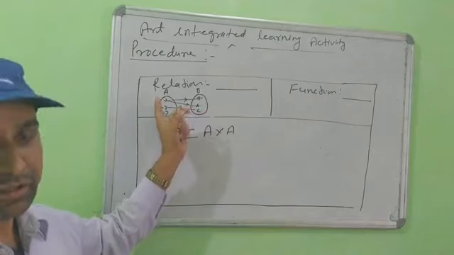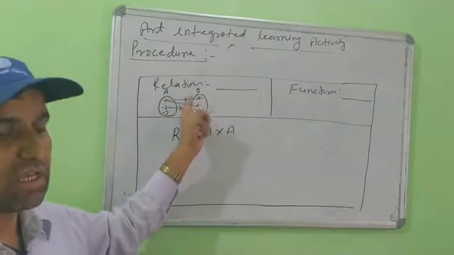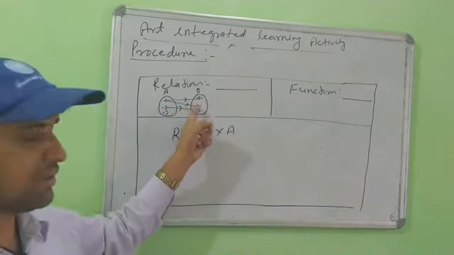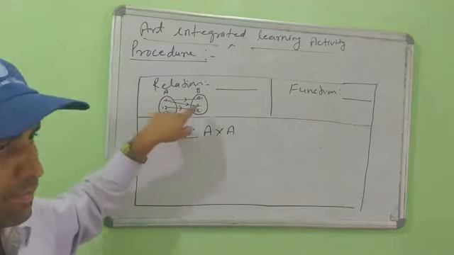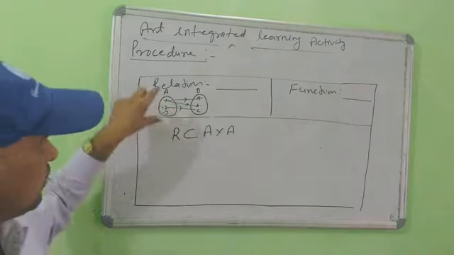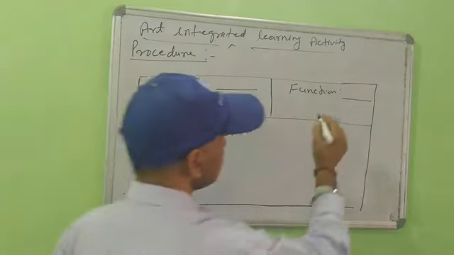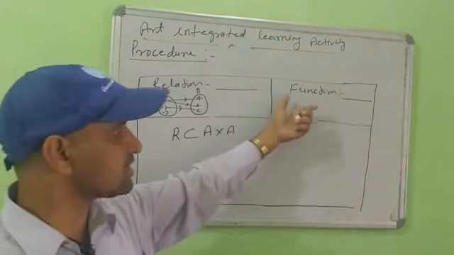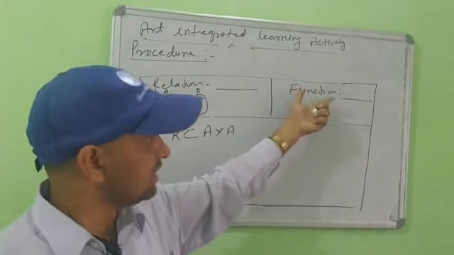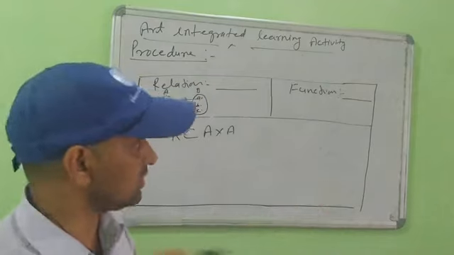Otherwise, if you have no thread, you can use a rubber band. Suppose a rubber band is not available, then use sticks also. You can paste sticks here for relations. Same thing you will write here: function. Don't write a difficult definition here. A special type of relation is called a function.